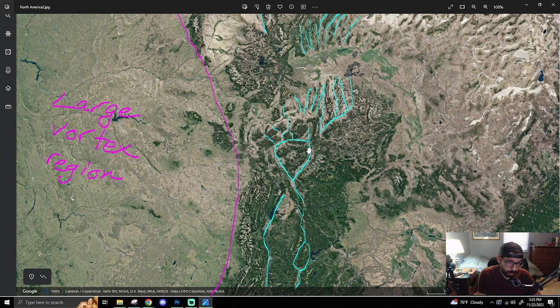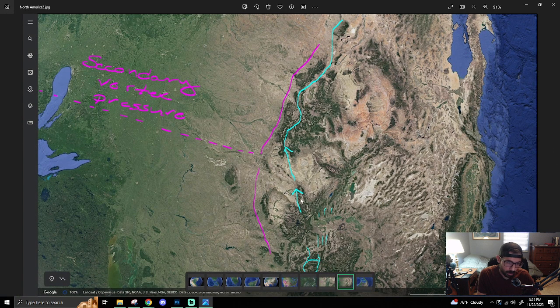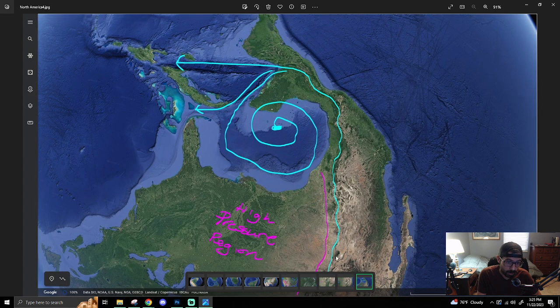But this flowed over this way, wobbled through here, continued over this way, where then it ran into resistance out here and bent around and went this way, and then through here and basically spiraled in.